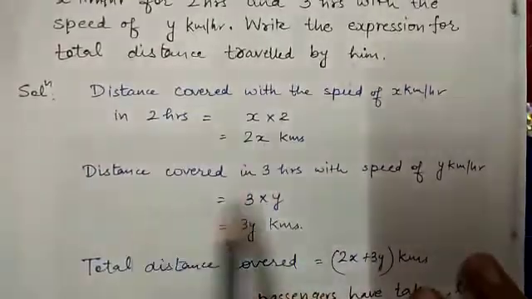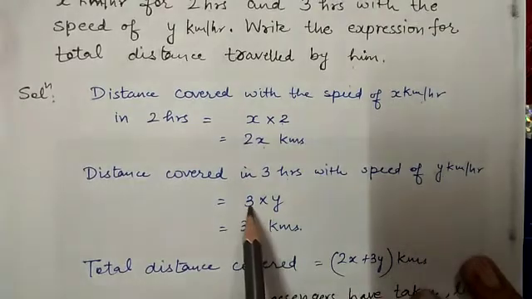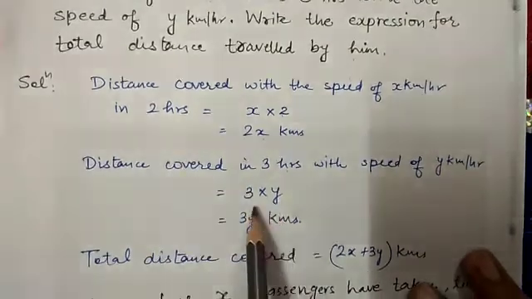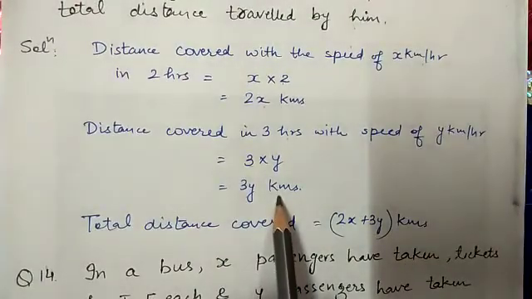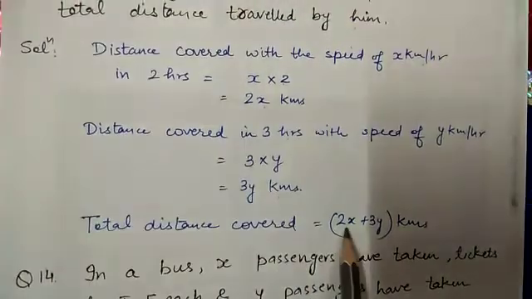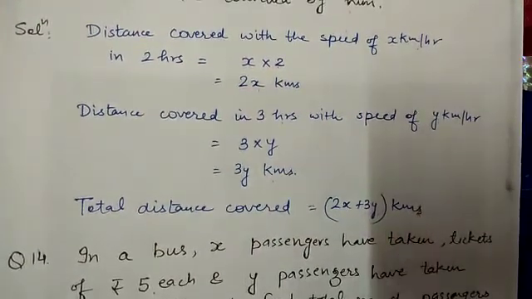Now distance covered in 3 hours when the speed was y km per hour. Again speed into time. So 3 into y, 3y kilometers. So the total distance covered will be equal to 2x plus 3y. And that is in kilometers.